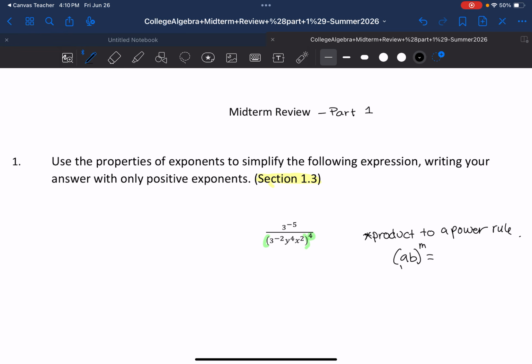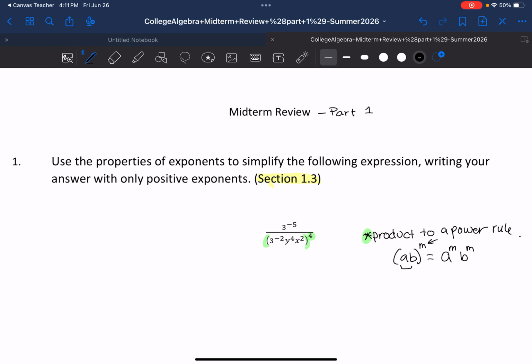that if I do have a product of 2 or more things here being raised to an exponent of m, that I can give every factor in that product the exponent. So this would be a to the m times b to the m power.